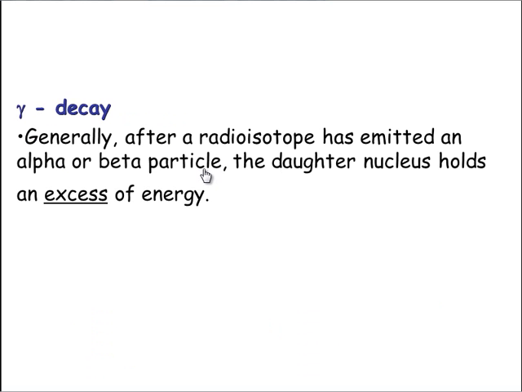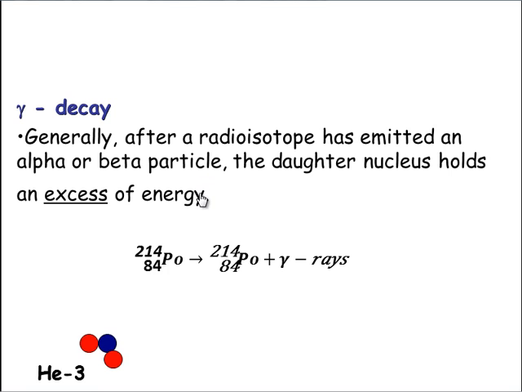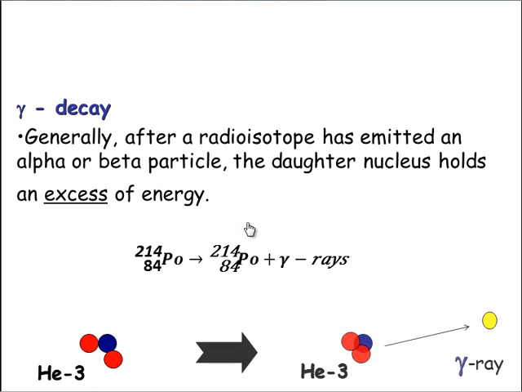Now for gamma decay. Generally this is something that happens after we've had alpha radiation or beta radiation or some series of decays, and basically the daughter nucleus is holding an excess of energy. What's really occurring is that you'll see there's no change in mass or charge. Effectively, there's a rearrangement of the nuclide. It rearranges itself to a more stable structure and gives off gamma radiation, the excess energy that it no longer needs.